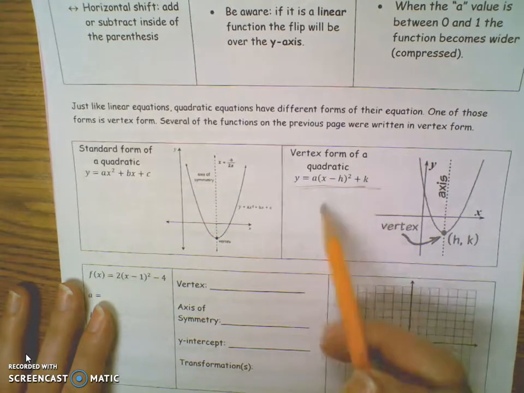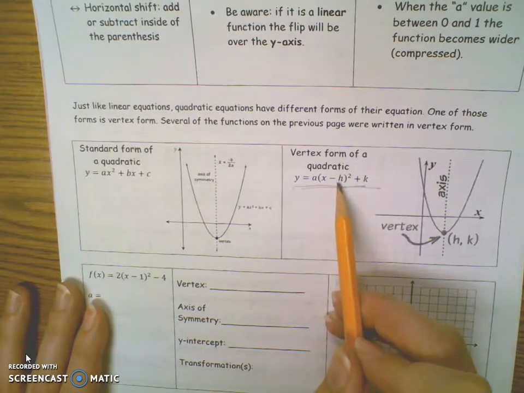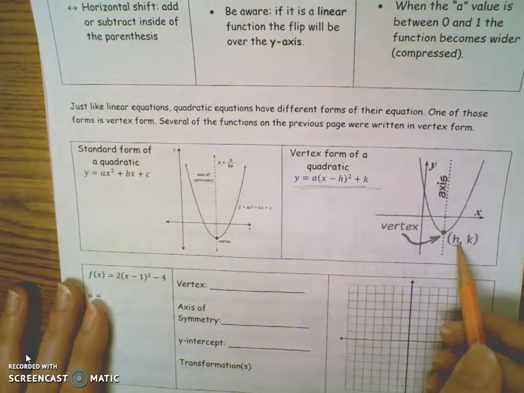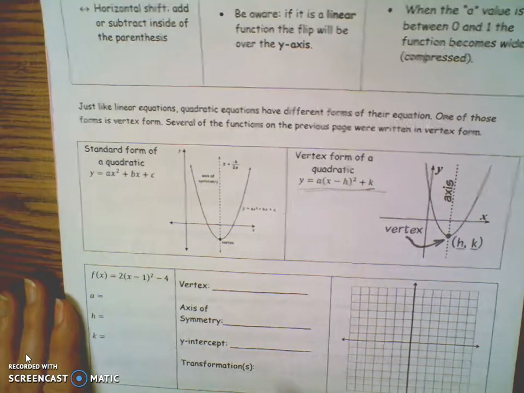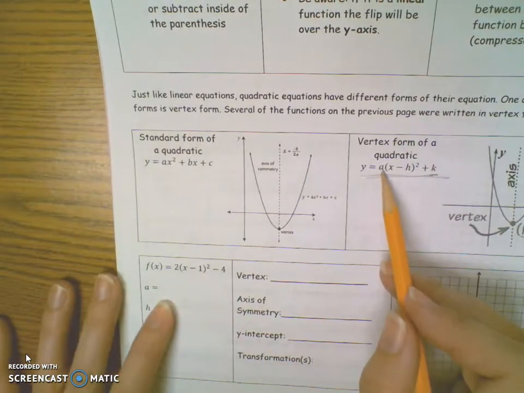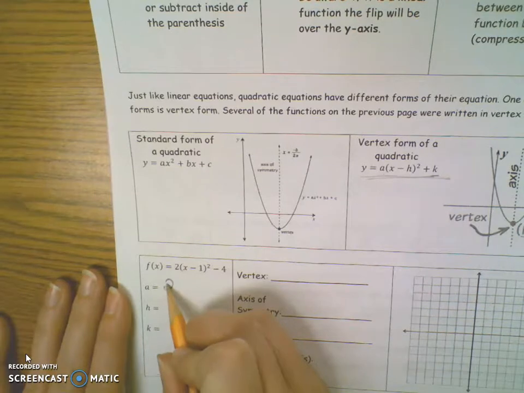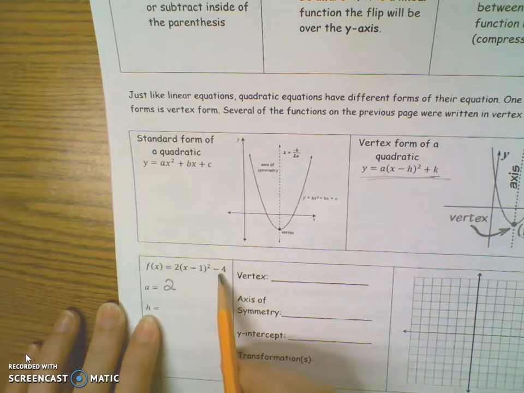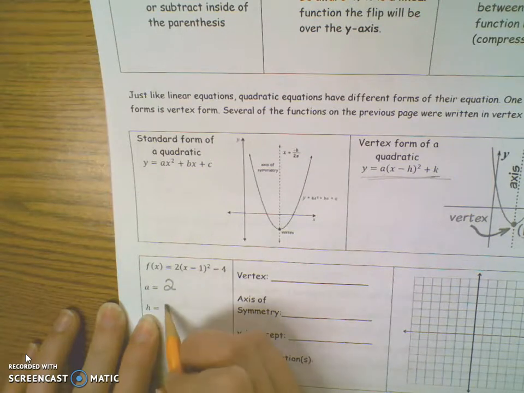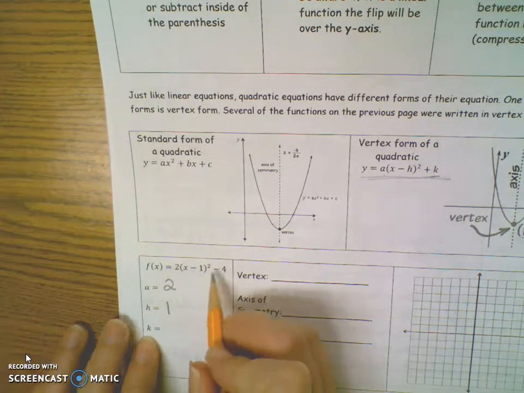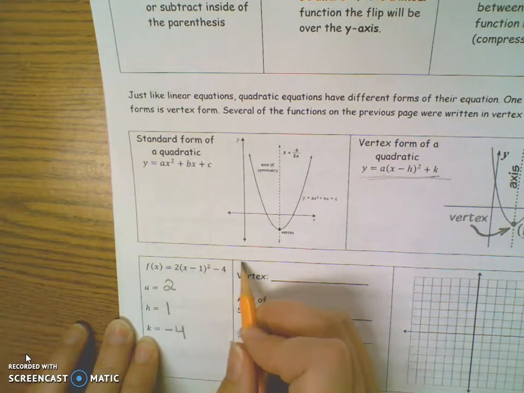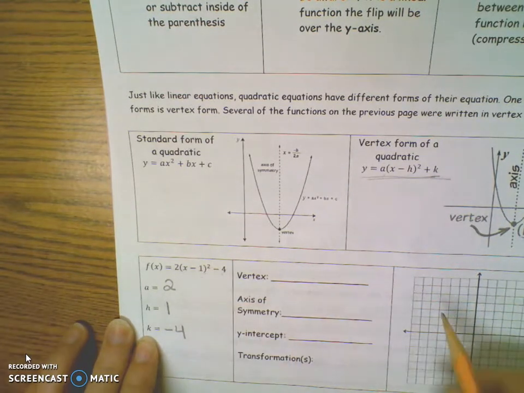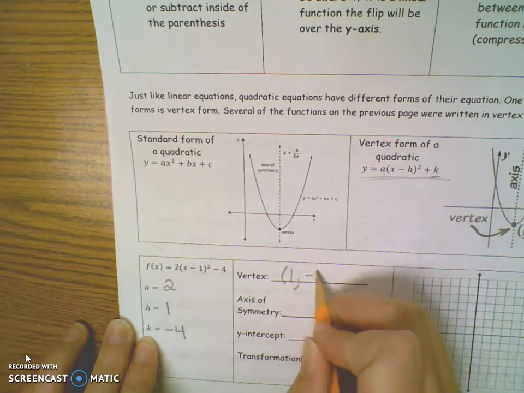So it looks like this, where h is going to be your x coordinate of the vertex, and then k is going to be your y coordinate of the vertex. So like this right here, our a is going to be 2, our h is going to be right here, and it's 1 because it's minus h, so that's 1, and then my k is going to be negative 4. Because this is going to be plus whatever my k is, and this is going to be minus whatever my h is. So my vertex is going to be 1, negative 4.